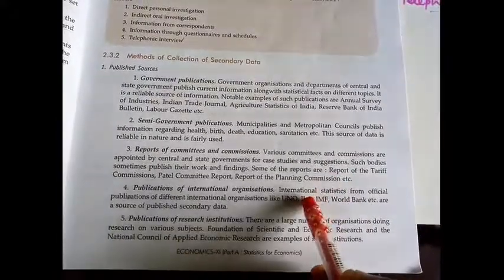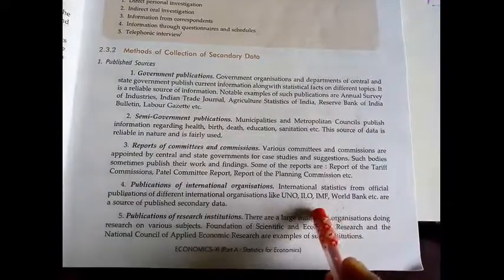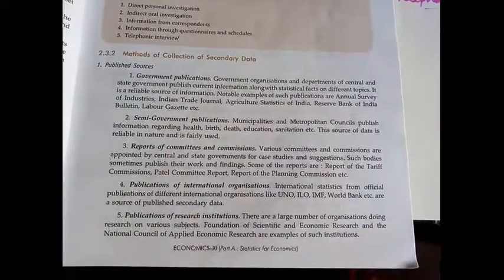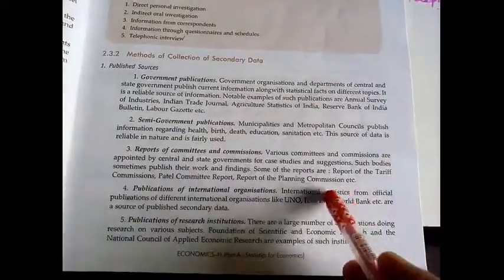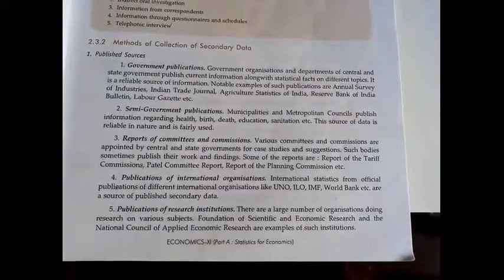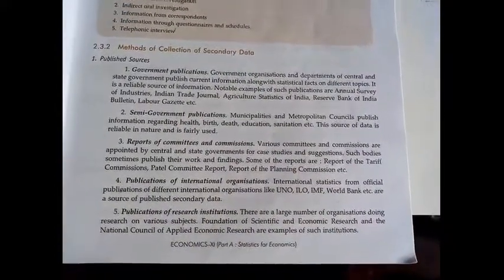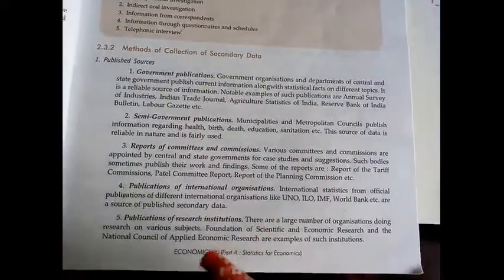ILO, International Labor Organization: for labor related matters you can get data. IMF, International Monetary Fund: if you want money related data you can get it. World Bank also: if you want some monetary related data you can get it from there. So these are all secondary data provided by these international organizations.